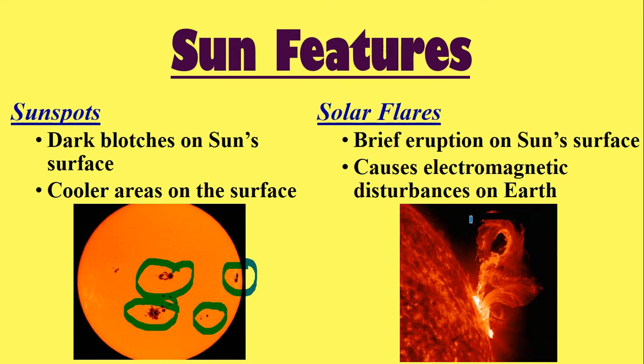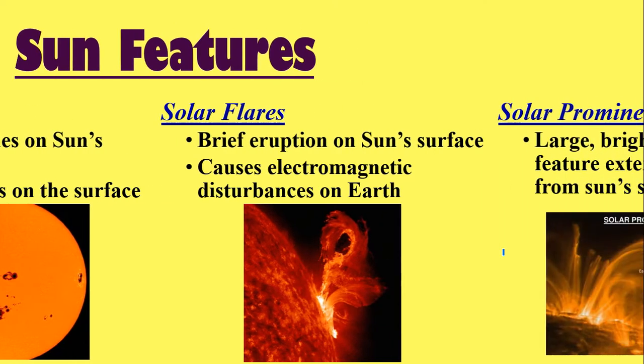You have solar flares. That's what you see right here. They're brief eruptions from the Sun's surface. They can cause electromagnetic disturbances on Earth. That means messing with anything that deals with electricity or magnets, like cell phones and computers and satellites and TV and internet. It's a whole bunch of stuff.